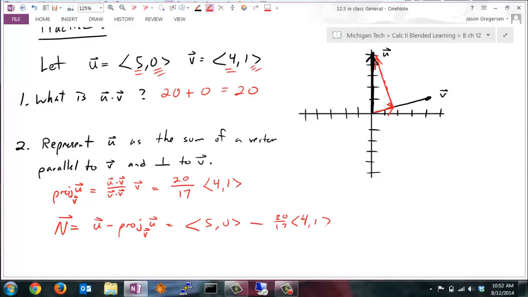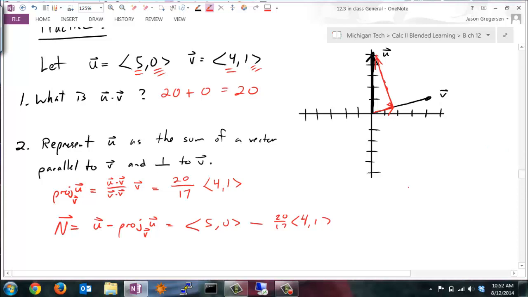I have that n. If I were to take that ugly n, and take the dot product of that thing with the projection, what would I get? If I took this thing and dotted with this thing, what should I get? 0. So that should work out. That should be 0. They should be orthogonal.